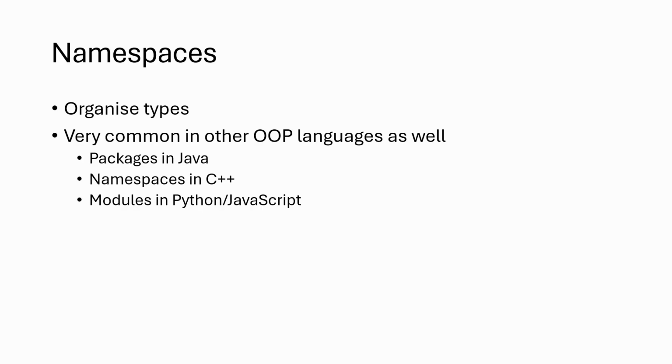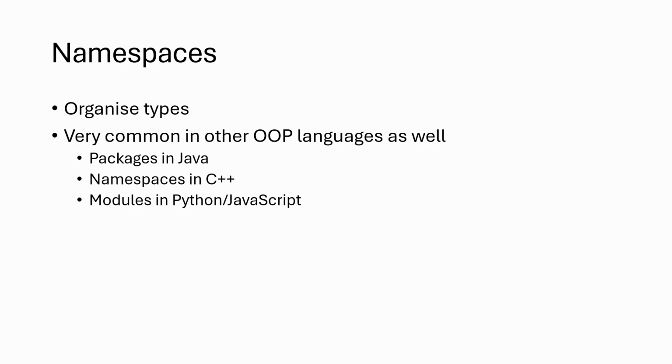Let's get started with a very basic detail on C#. This is fundamental to what we want to be doing next. This is what we call namespaces. A namespace in C# is a way for you to organize different types together.